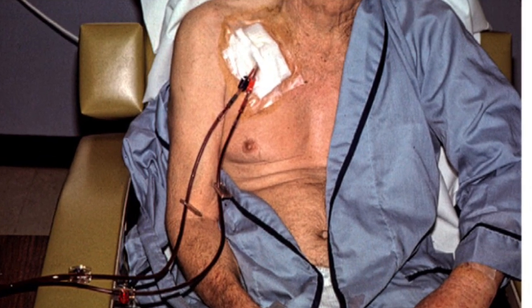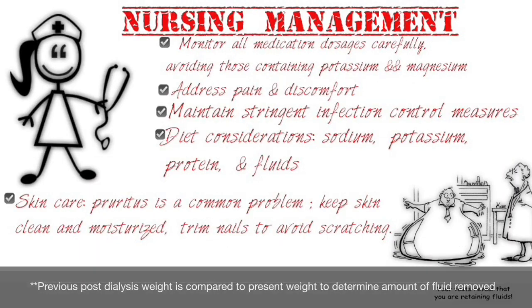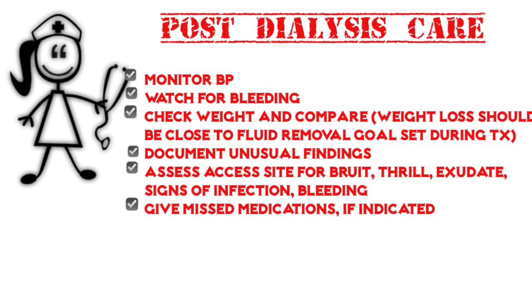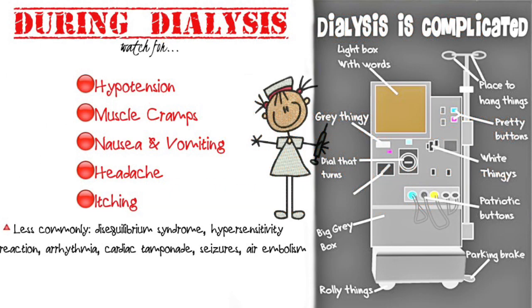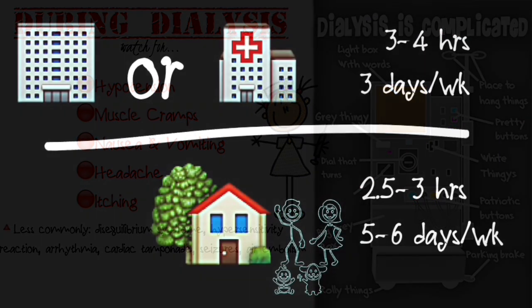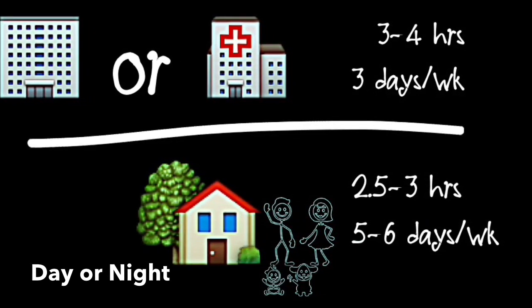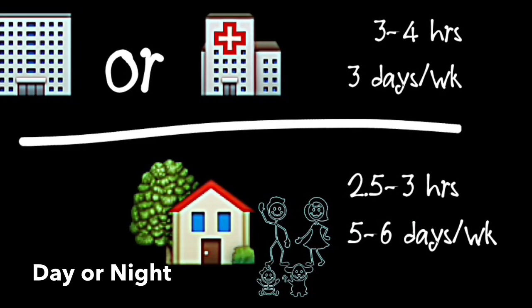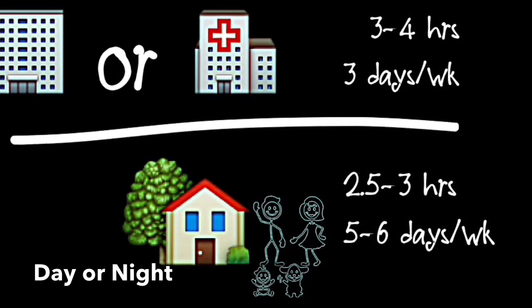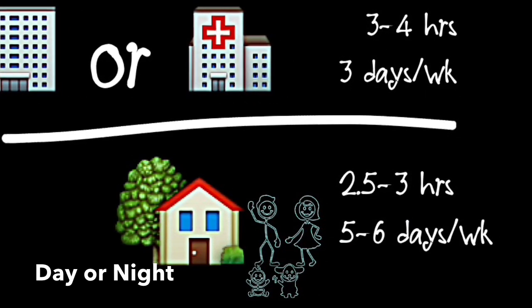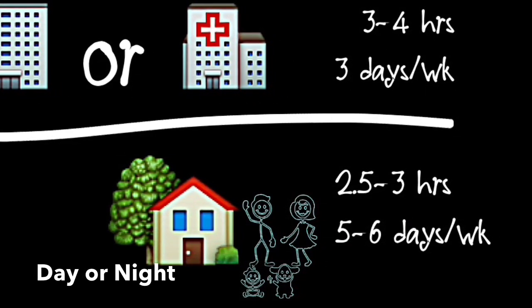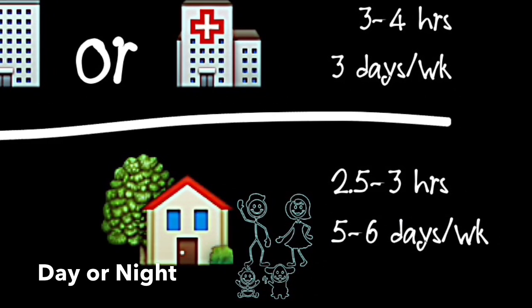Before beginning treatment, complete an assessment. Previous post-dialysis weight and the present weight determine ultrafiltration, or amount of weight to be removed in fluid. Vital signs are taken every 30 to 60 minutes due to rapid blood pressure changes. 3 to 4 hours, 3 days a week is the schedule for most clients seen in outpatient centers. Other options include short daily and nightly hemodialysis, which is done at home depending on family support available to the client. The length of time for these procedures is typically 2.5 to 3 hours, and it is done 5 to 6 days a week.